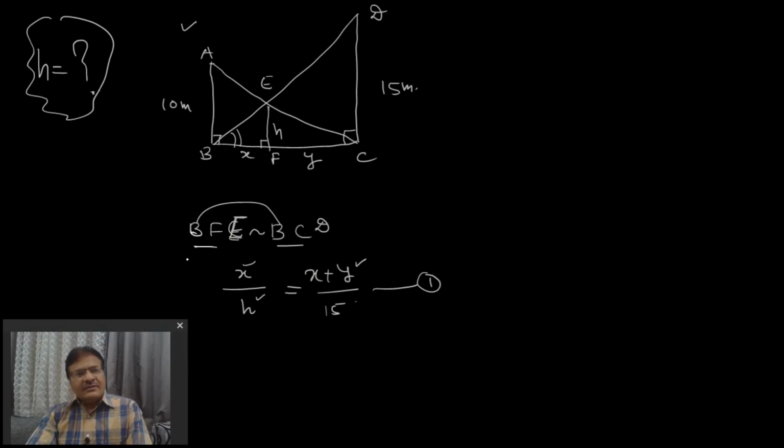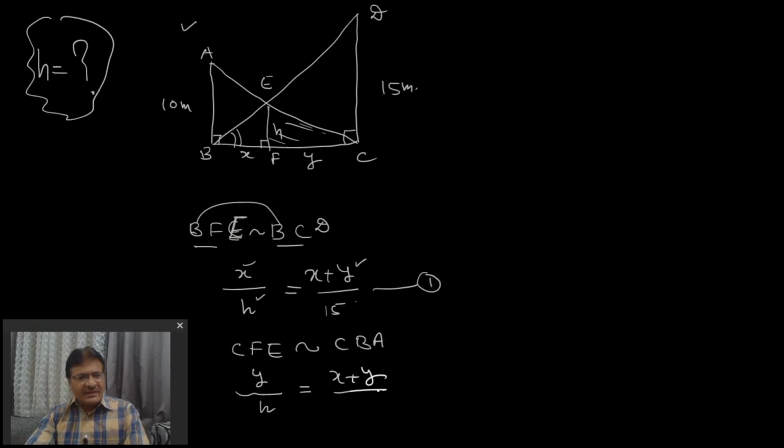So what I did, I compared these two triangles. Again I am taking this bigger triangle and this one is the smaller triangle. So that small triangle I am taking as CFE. This is the small one. This should be similar to CBA. So the base of the small triangle y divided by the height of the small triangle h equals the base of the bigger triangle x plus y upon the perpendicular of the bigger triangle, that is 10. Directly I can write this equation. So I got two equations, 1 and 2.